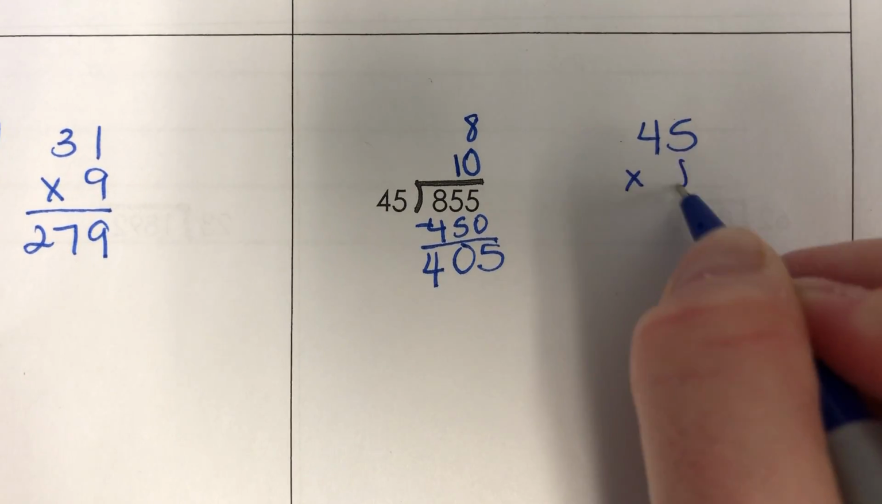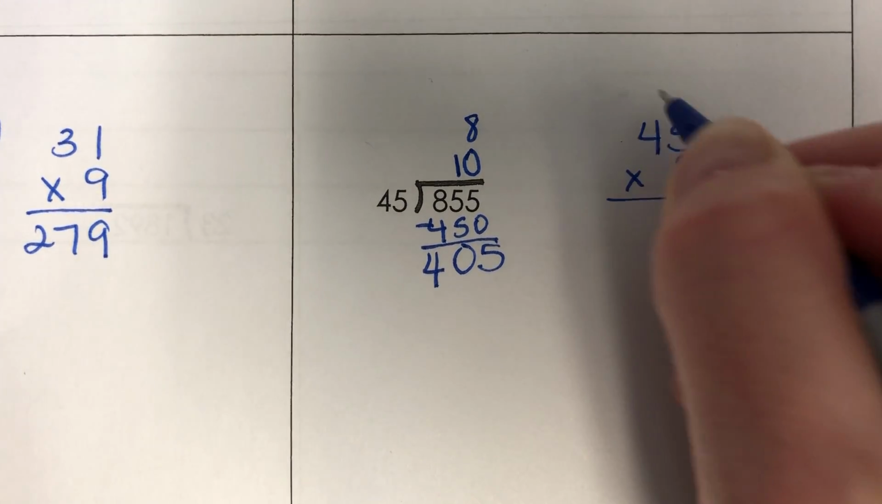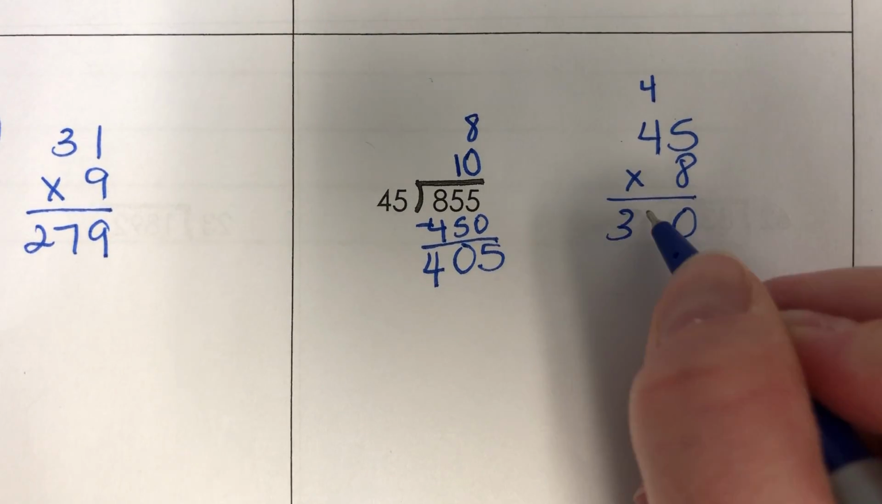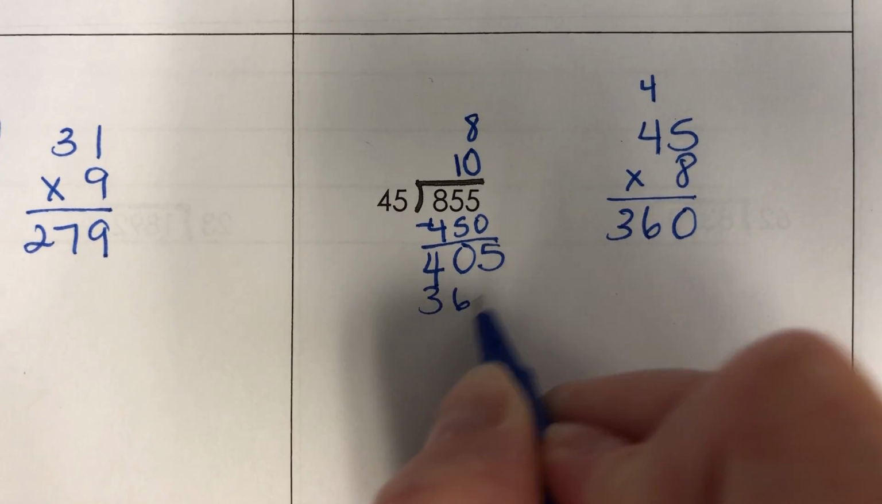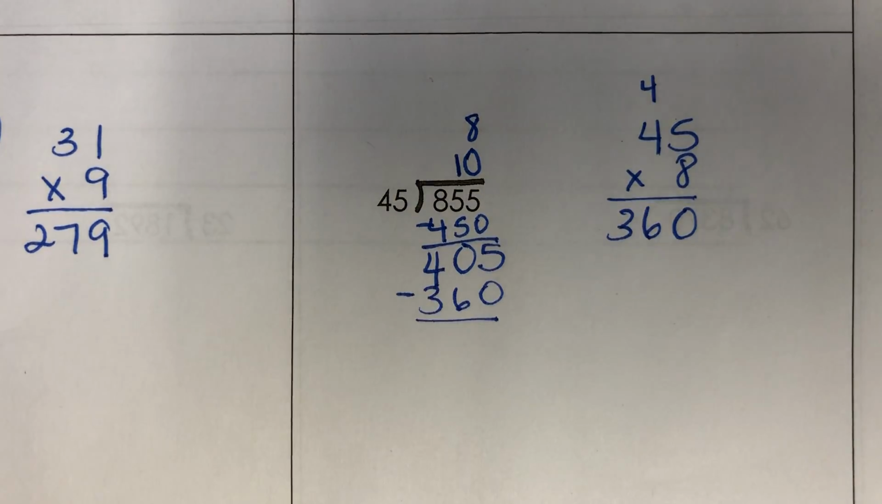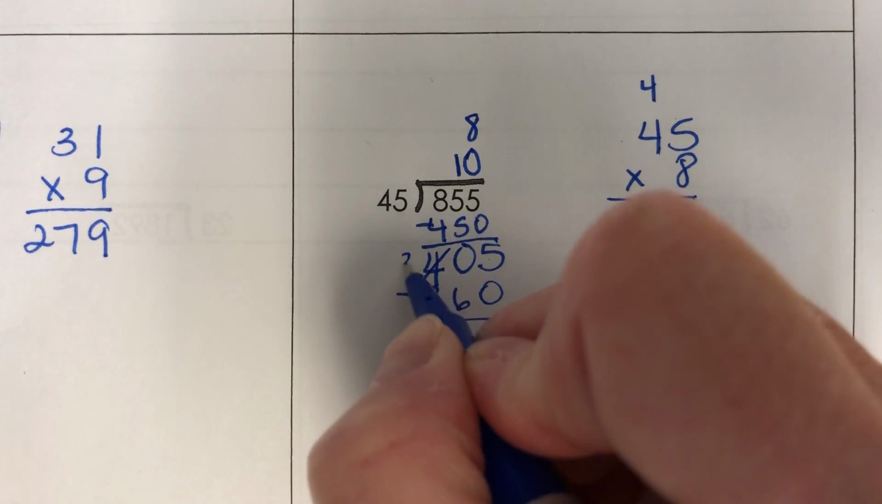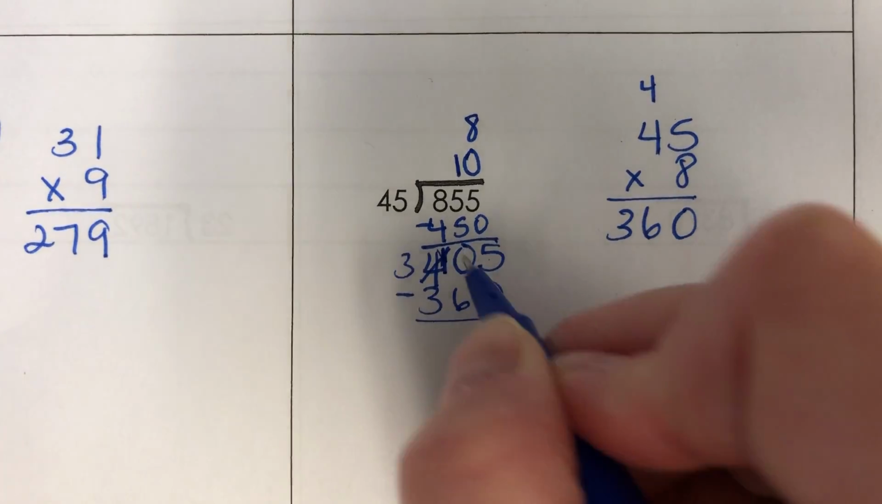Now I need to figure out what 45 times 8 actually is. So 45 times 8. 8 times 5 is 40. 8 times 4 is 32. And 32 plus 4 is 36. So we get 360. It's less than 405, so I know we're good. 5 minus 0 is 5. I can't take 6 away from 0, so we borrow. And 10 minus 6 is 4.